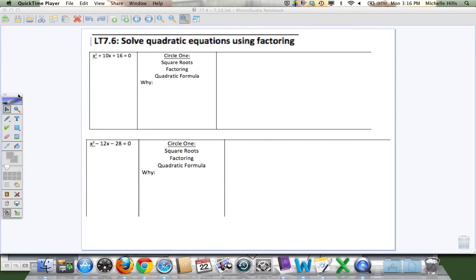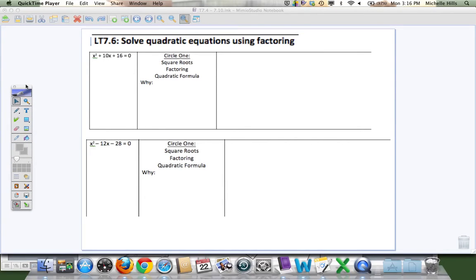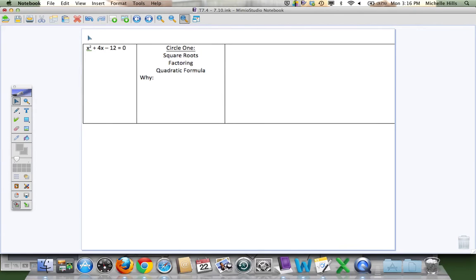So learning target 7.6 is solving quadratic equations using factoring. Now again, in this part of the test, you are required to use each of these methods, factoring, quadratic formula, and solving using square roots, at least twice. So there are three problems that I chose to factor. However, you could have used the quadratic formula on one of them as long as you factored two of them.